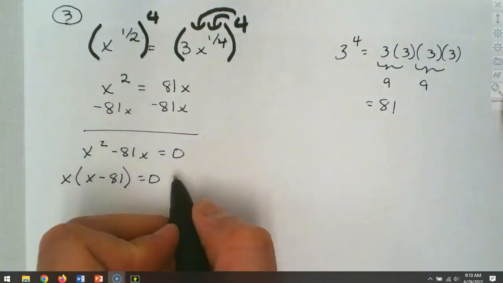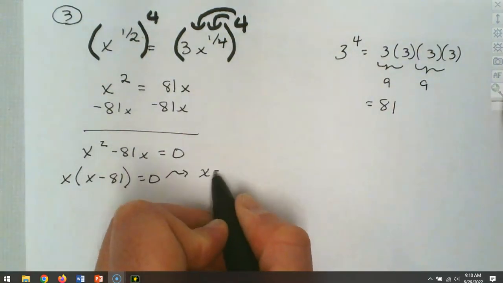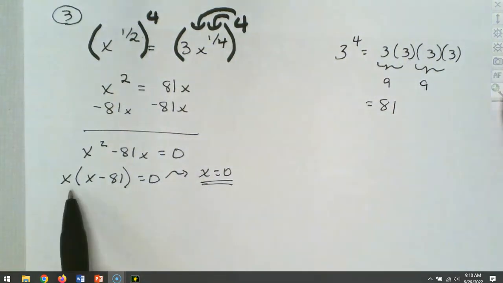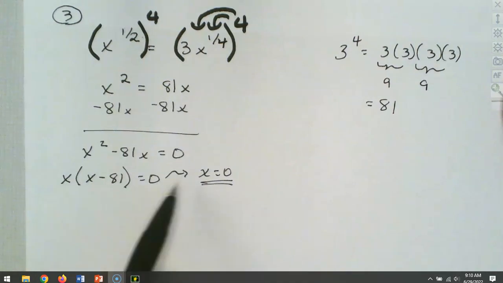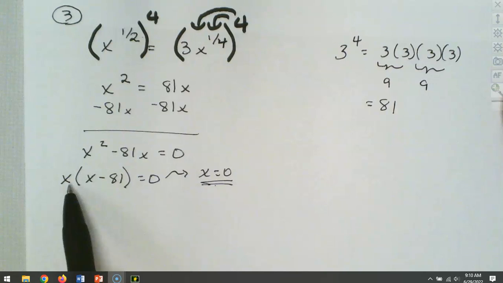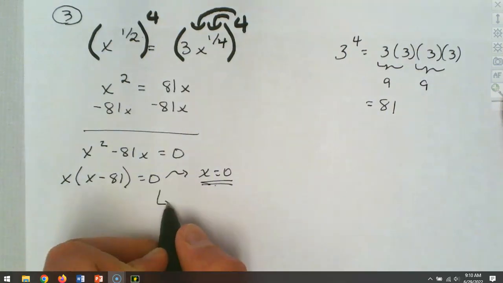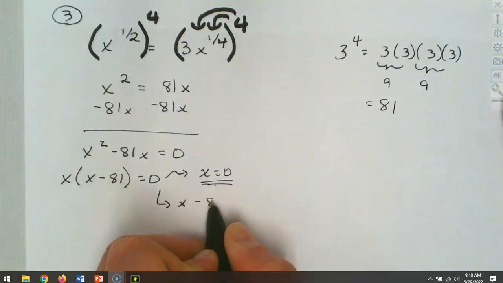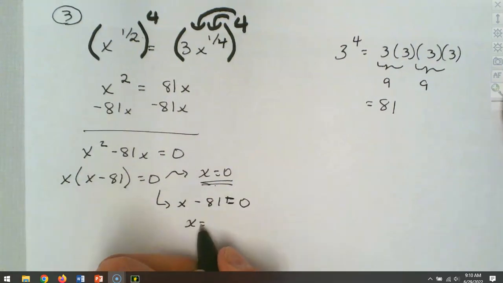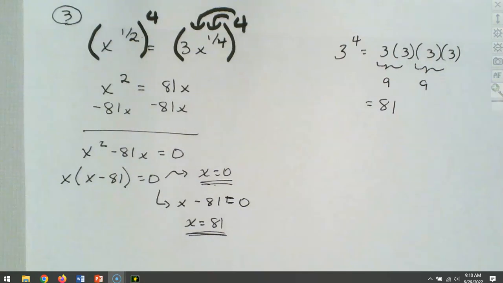And we get our two solutions. One solution is the trivial solution, the non-essential solution, which is 0. And that is a solution still, but normally we don't have to use it, but it's there. And then the other one is x minus 81 equals 0, and so x equals 81. And so those are our two solutions.